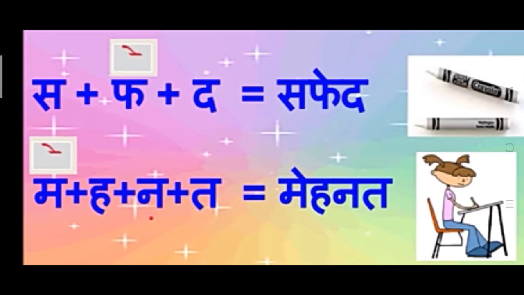What is that? Mehanat. First one, Safed. Above Fa one slanting line is there. Correct. That is Fe, A ki matra. Safed. Then Ma. Second one, above Ma one slanting line is there. Correct. That is Me. Me ha na t. What is that? Mehanat. Understood, everyone? Yes.